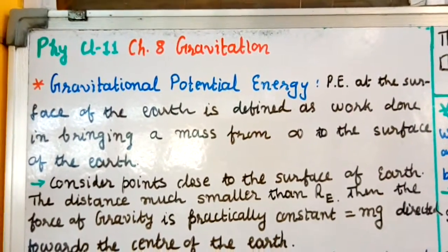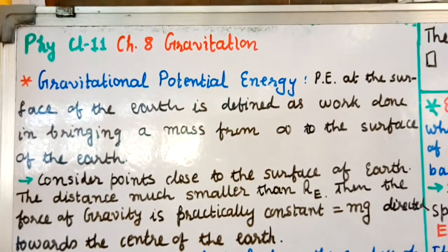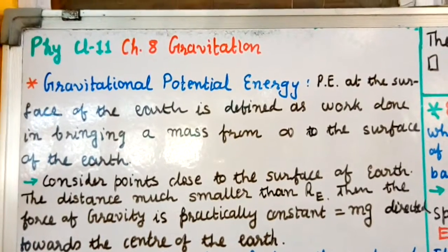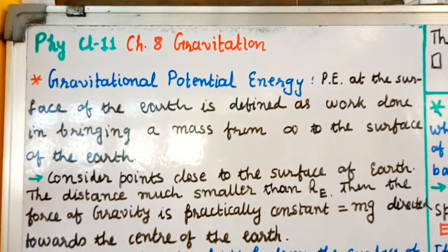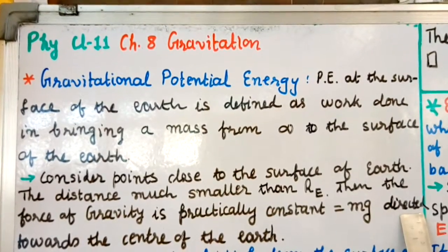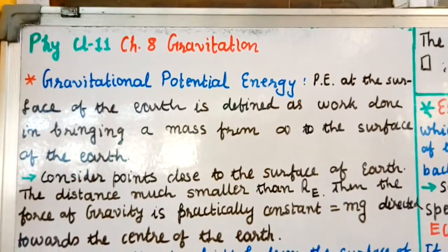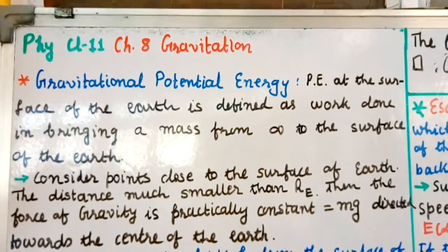So we can say that if the points are very close and the distance is smaller than the radius of the earth, then the force of gravity is practically constant and it is equal to mg, and the direction of that force is towards the center of the earth. Okay, so it is directed towards the center of the earth, the force is constant and it is given as mg.